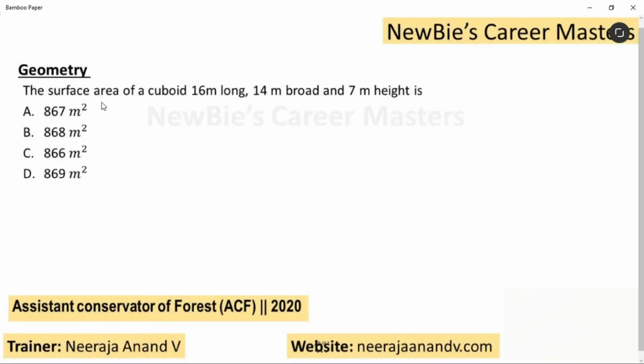Super. We'll continue. The next question from geometry is: the surface area of a cuboid 16 meter long, 14 meter broad and 7 meter height is. Newbies, if you know the formula for the surface area of the cuboid, this is a very simple question. The formula for the surface area of the cuboid is 2 into length into width plus width into height plus height into length. That's it. Okay, just replace these values here and get the answer.